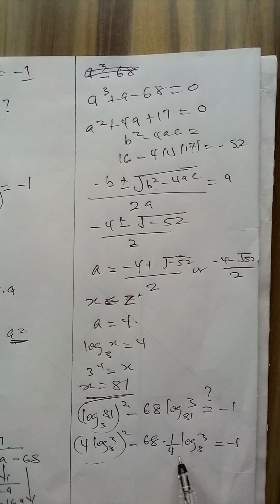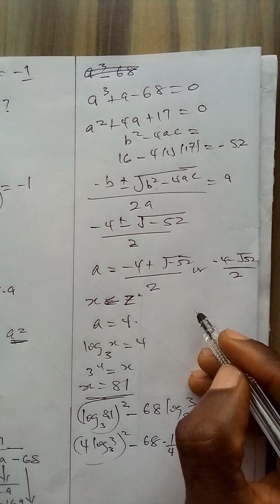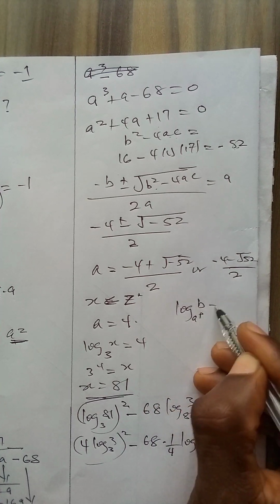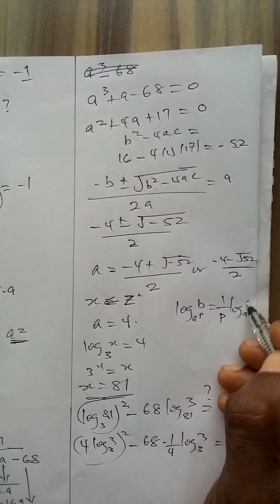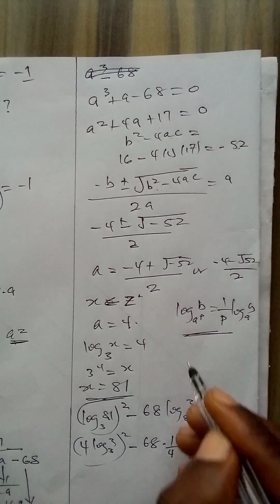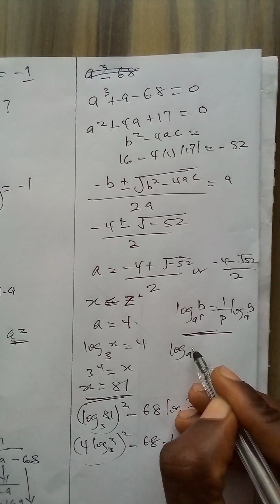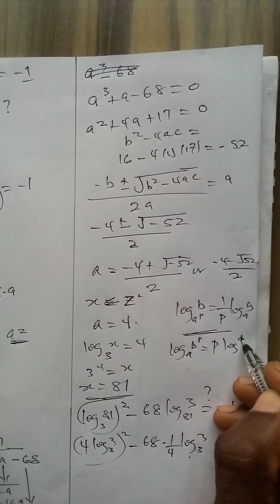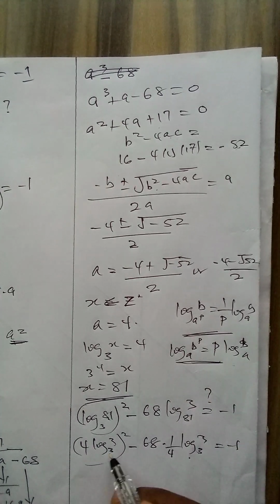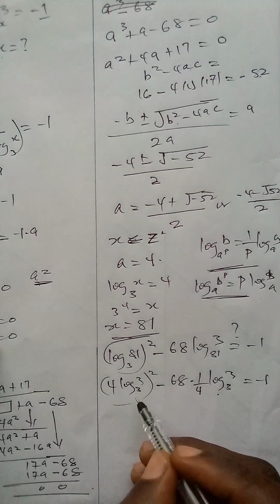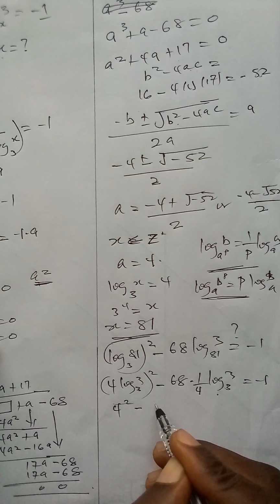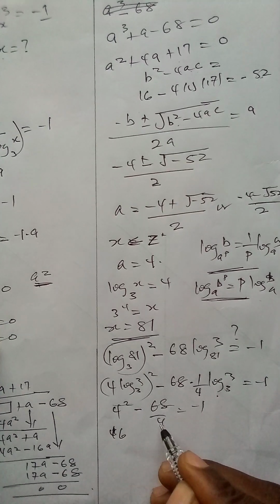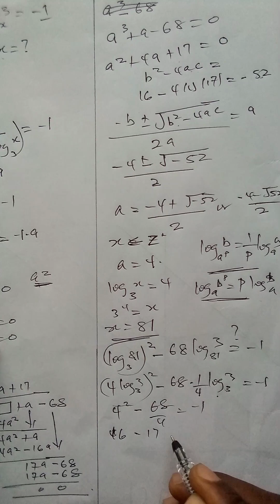What I applied here is the power law when applied to the base, because if I have log to base a to the power p of b, it will be 1 over p log to base a of b. This law is applied here, whereas log to base a of b to power p equals p log to base a of b. This law is applied in the first case. Therefore, 4 to the power 2 minus 68 over 4 equals minus 1. 4 to the power 2 is 16. Now, 68 divided by 4 is 17, so 16 minus 17 equals minus 1.